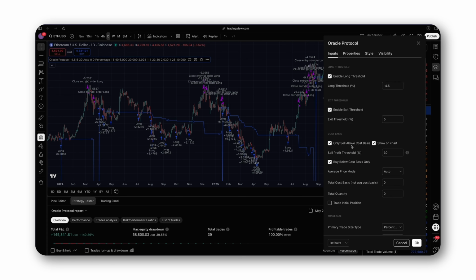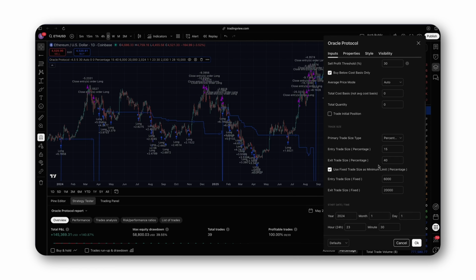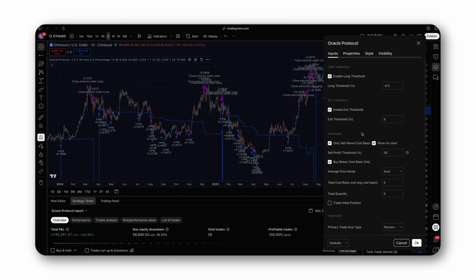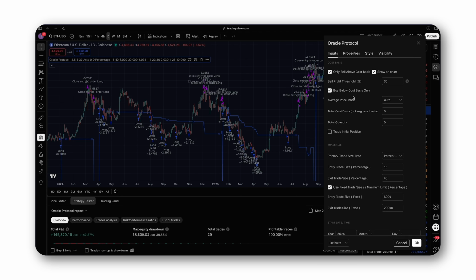This is really due to our exit trade size being 40%. Every time we sell, we're going to sell 40% of our position, or at least $20,000 in this case. So this is obviously much more of a swing trading, arbitrage style of algorithm. If you want to deviate from the recipe and maybe develop more of an accumulation style strategy, maybe you're more of a long-term holder, you can do that.